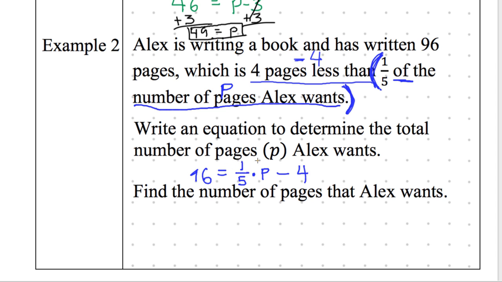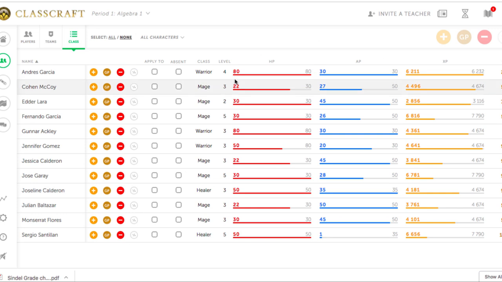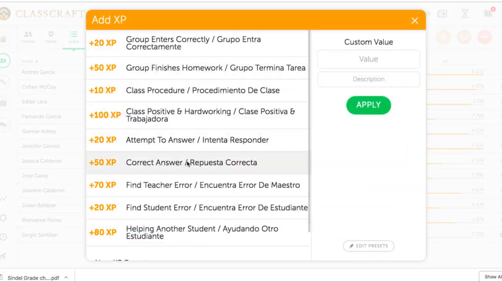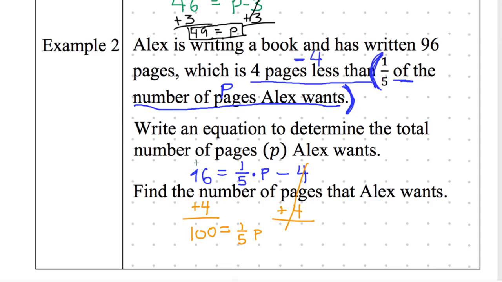Jose. First step is +4. Yep, +4 on both sides. So +4, +4. And when I do that, these 4s will cancel out, and I'm just going to be left with, there's my equal sign, copying that directly underneath. I have a 1/5 P, and 96 plus 4 is just 100. Good first step, all right. Jose, 50 XP.